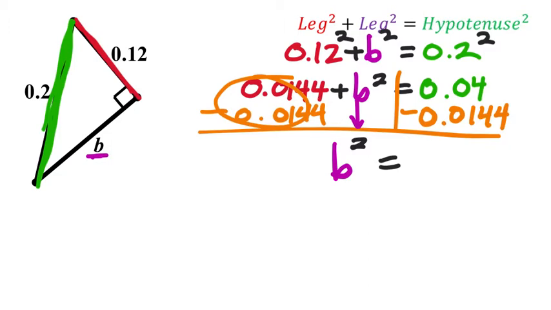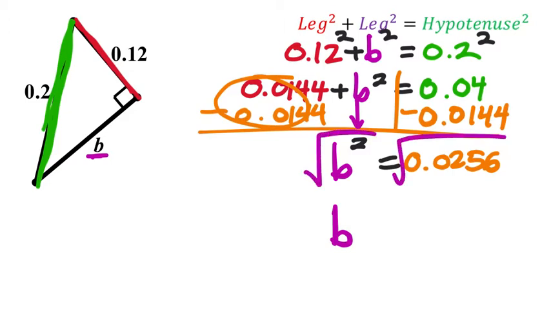I got 0.0256. Well, we don't want b to the power of 2, we just want b. So how do I make that power of 2 go away? Just square root it. But again, if I do it to one side, I got to do the other side. So I got to take the square root of 0.0256, enter, and I got 0.16. So that's my b value, one of the leg lengths right there, 0.16. Yeah, and that's done.